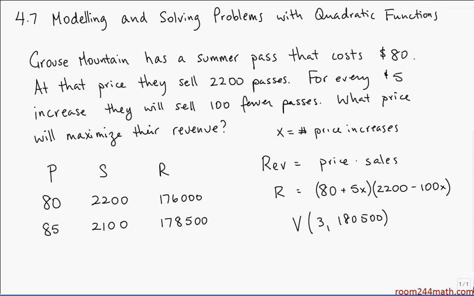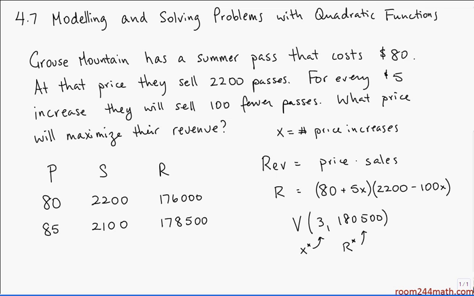Now, here comes the interpretation part. And I have actually seen this messed up in textbooks that use this method because it is a little tricky to interpret this. So what do these two numbers represent, the 3 and the 180,500? Well, the 3 is x, which is our number of price increases. And because it represents a vertex or a maximum, we can put a little star beside it. So it's x star, if you like. And the y is revenue, so it's revenue star.